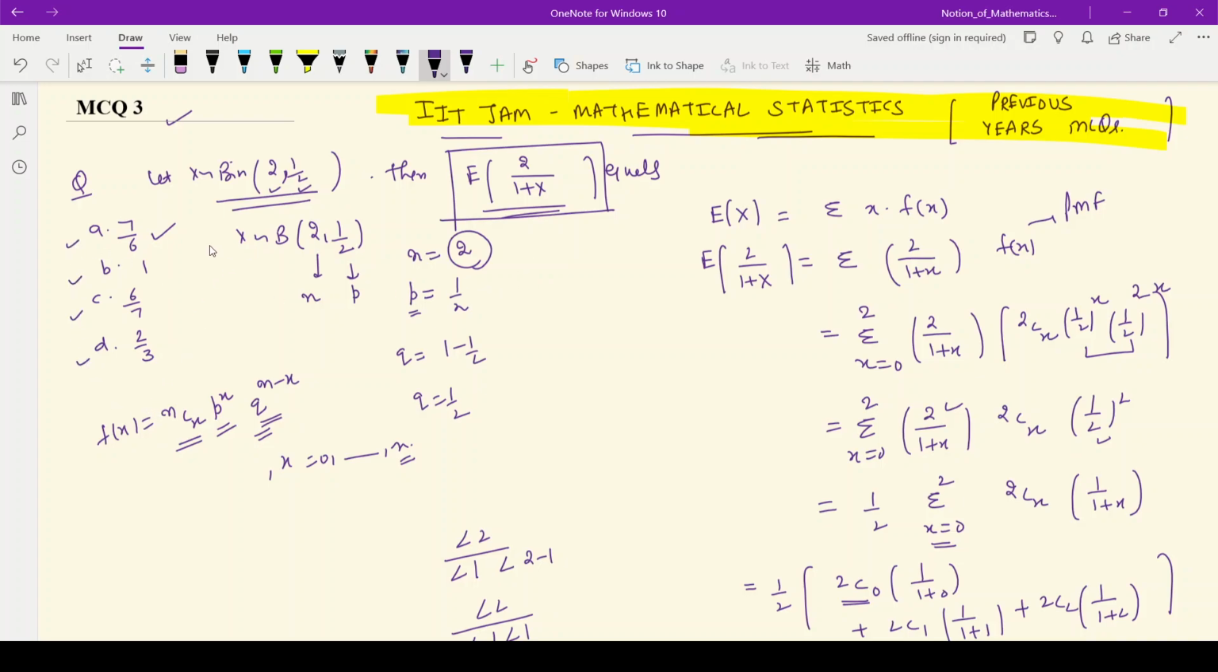So students, X is a binomial variate with n equal to 2 and p equal to 1 by 2. So n is 2, p is 1 by 2, and it means q is 1 minus 1 by 2, because q is 1 minus p. So q is also 1 by 2.